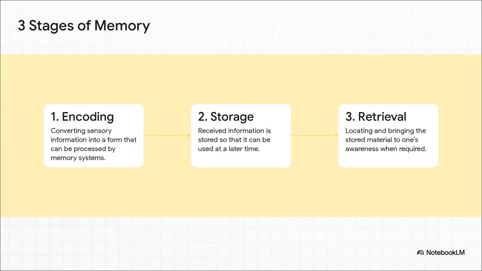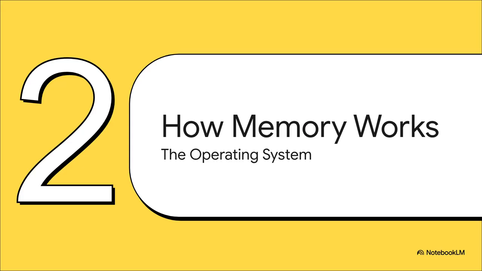The easiest way to think about it is like a computer. First, you have encoding. That's like typing up a new document. You're converting what you see and hear into a format the brain can handle. Then comes storage. You hit save and file it away on your hard drive. And finally, retrieval. That's when you go find and open that file later. And here's the kicker. If any one of those stages fails, poof, the memory is gone. So, that's the basic process.